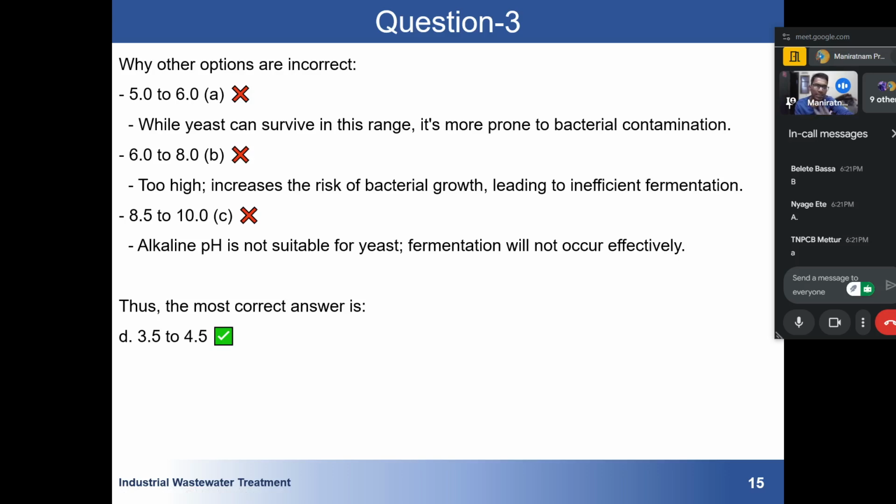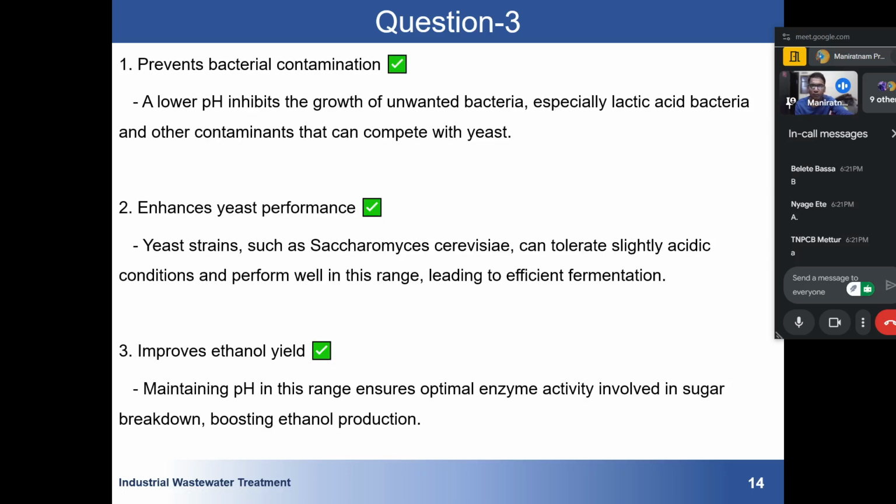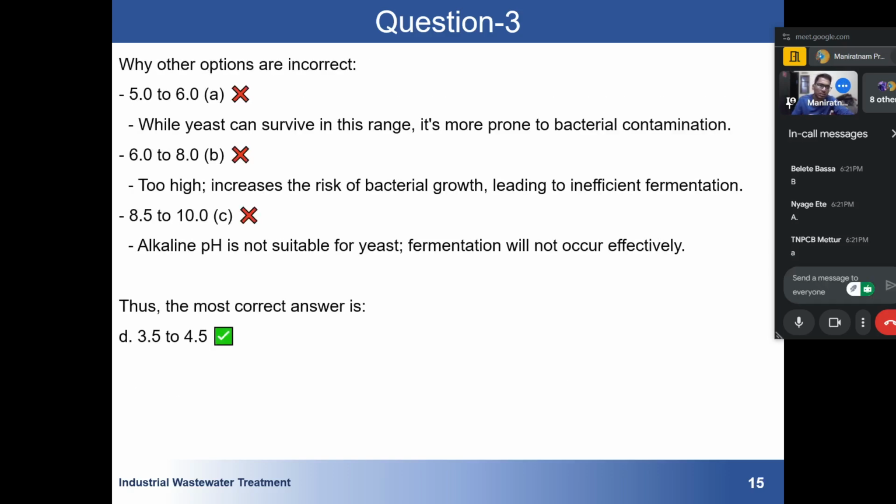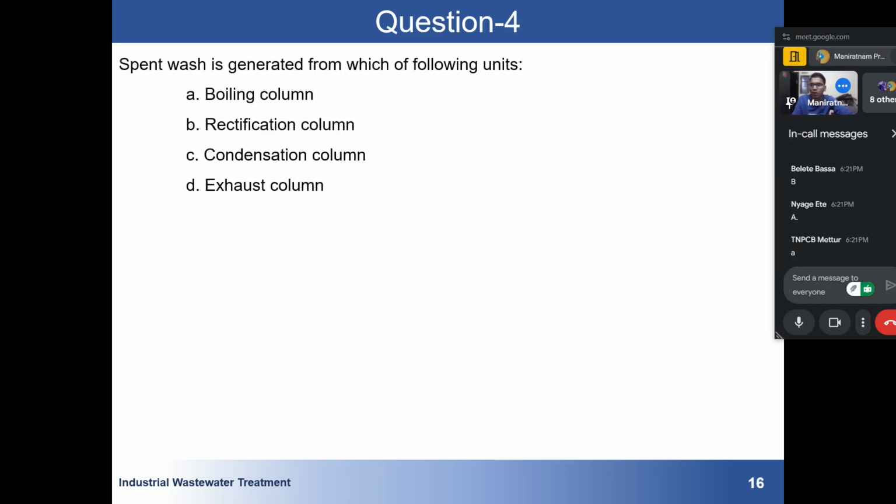I am just saying this very briefly, but if you go through the video lecture, you will see how Sir has explained in a better way why this pH range is there. Spent wash is generated from which of the following units?